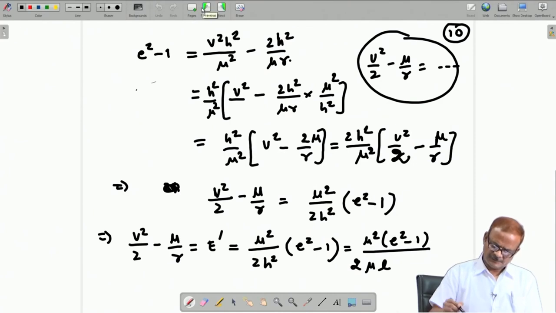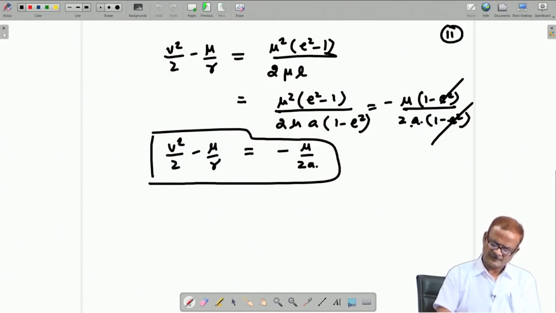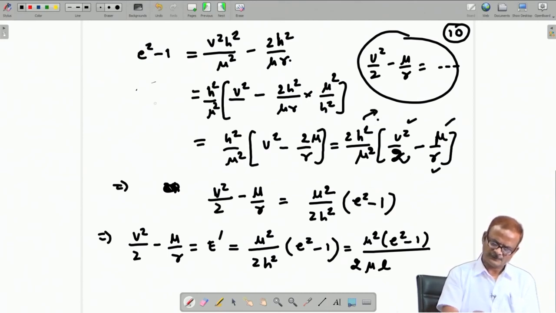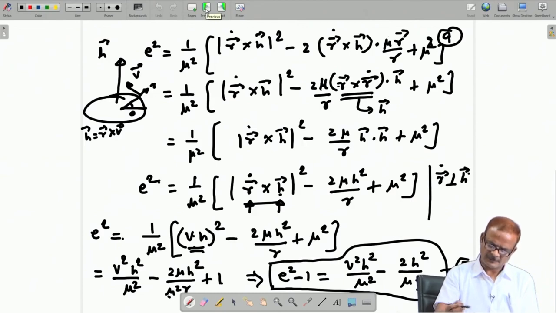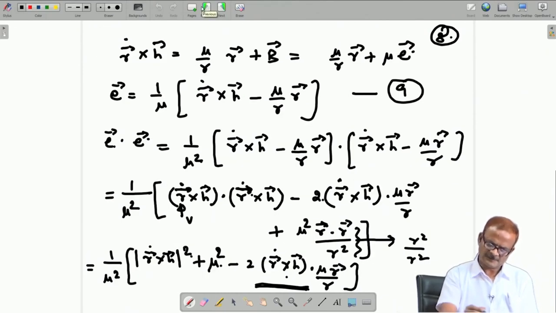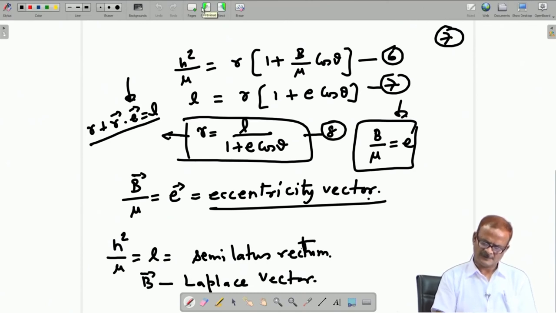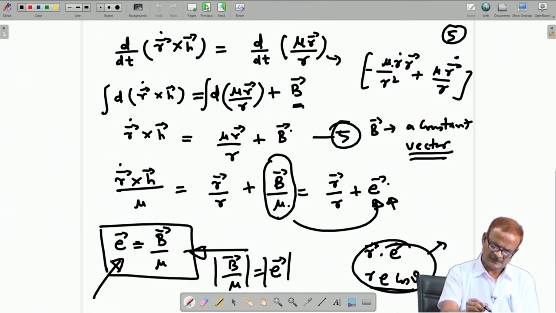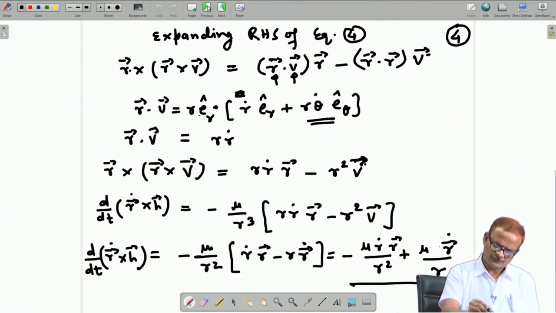This is another approach. We have derived this V square by 2 minus mu by r equal to minus mu by 2 A, and you remember here that if your V and r are known, H will be known to you and mu is known, and therefore E is also known from this place. So, this expression can also be used. We will write some other expressions also. All these expressions are required while solving different problems at different times. So, this is one way we have got the expression for E prime equal to minus mu by 2 A.